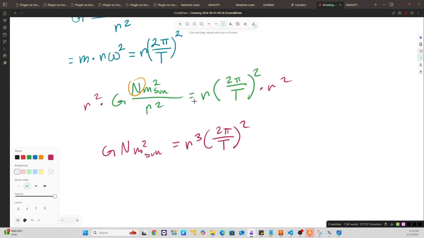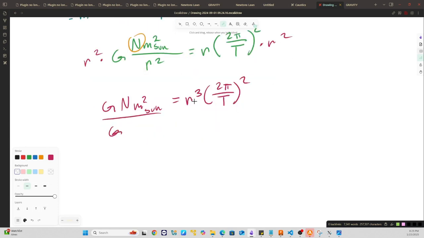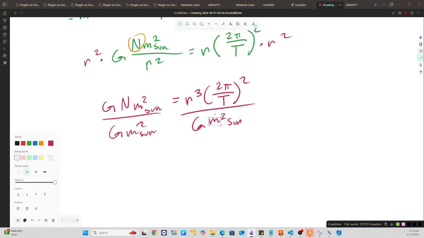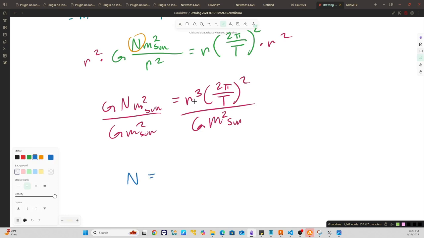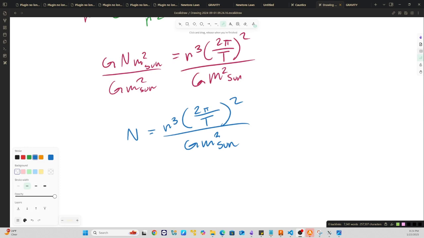All right, so let's isolate our n here finally. We'll divide by our gravitational constant, and I'm going to go ahead and divide by the mass of the sun squared as well, and then put it on this side. All right, so let's rewrite our equation once more. So we have n, which is the number of our solar masses, and then we'll say r cubed, and so on, over the gravitational constant times the mass of the sun squared. Okay, and I'm actually going to do one more step to make this look just a little bit nicer. So I'm just going to rewrite it like this.